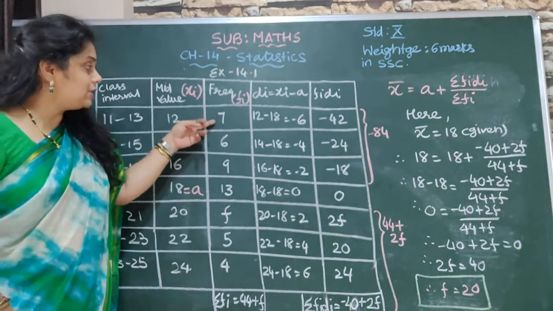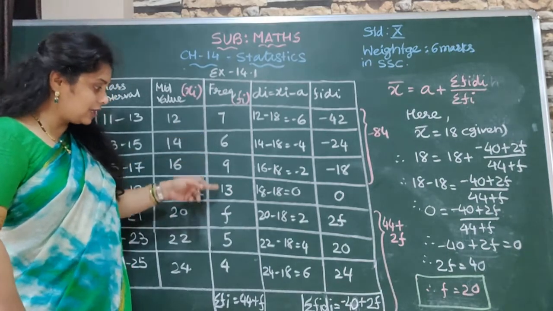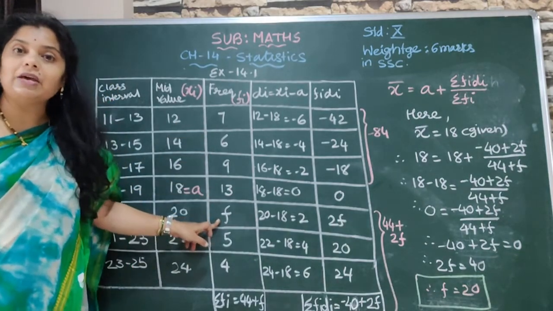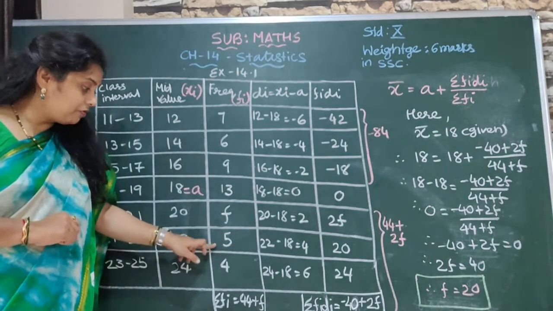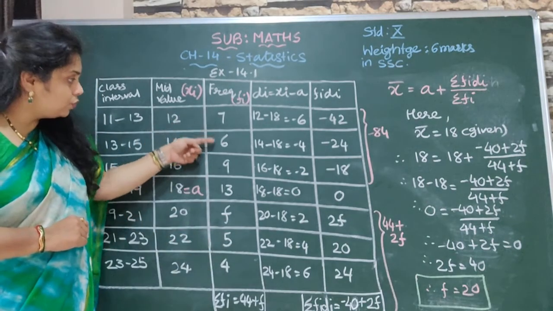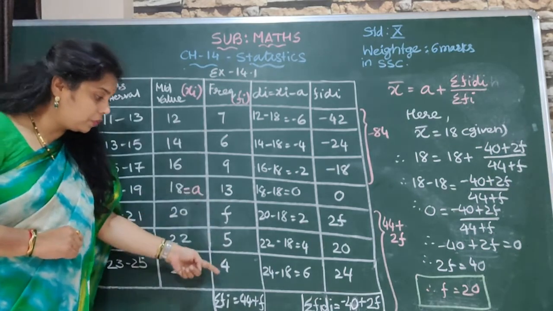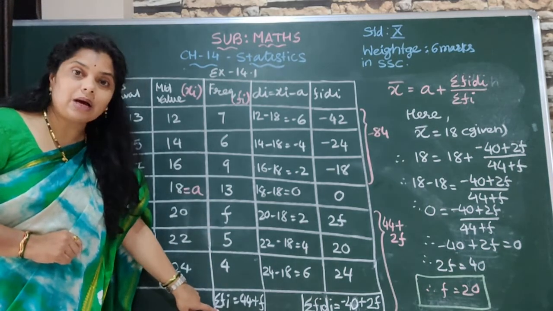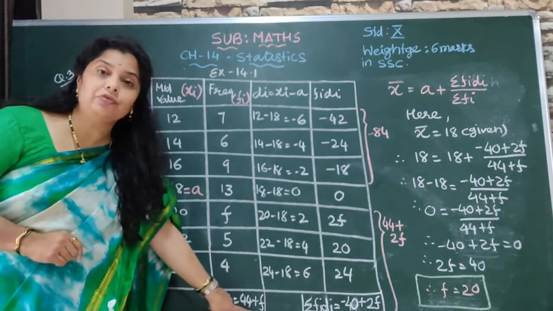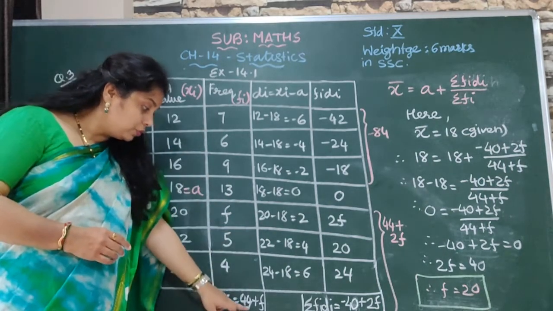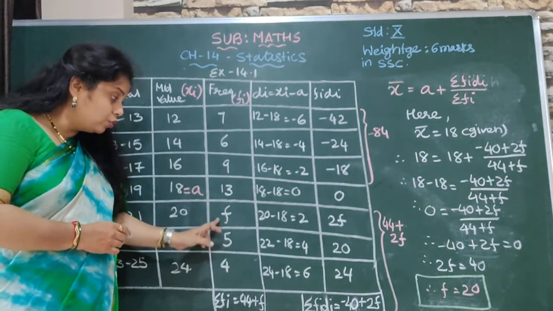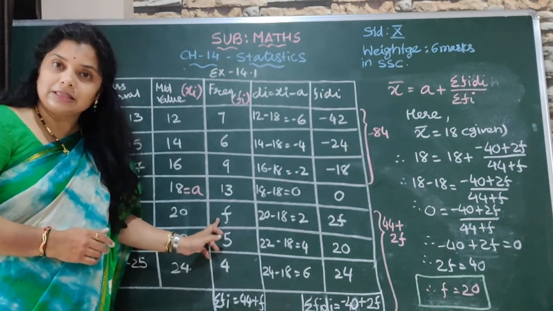Now, the frequencies are given like this: 7, 6, 9, 13, F. This F is not any given value. We have to find out its value. Then 5 and 4. So, as we do the addition of all these frequencies, we get sigma Fi is equal to 44 plus F. As we are doing addition, we have to add all the numbers and then plus F. Is it clear?